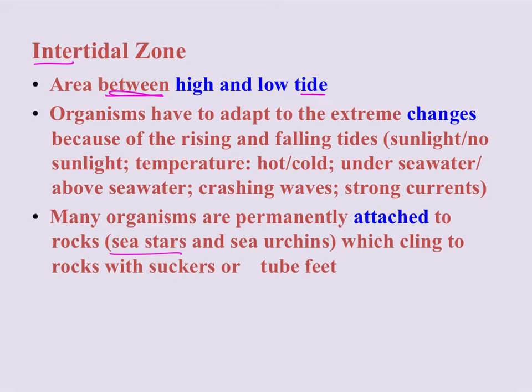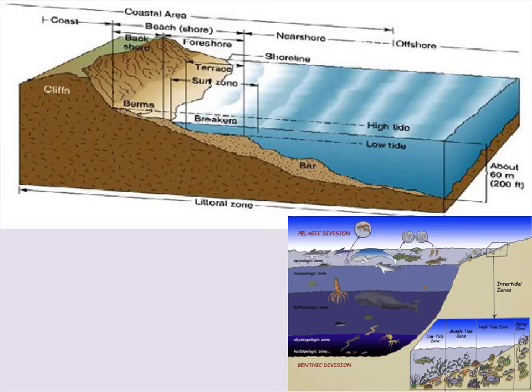They'll have these little tube feet that help them dig into the sand. Or they'll have shells where they can go inside their shell, like crabs or clams. So they live in this intertidal zone.